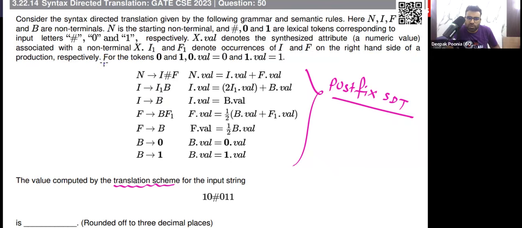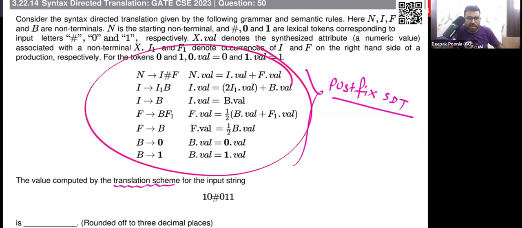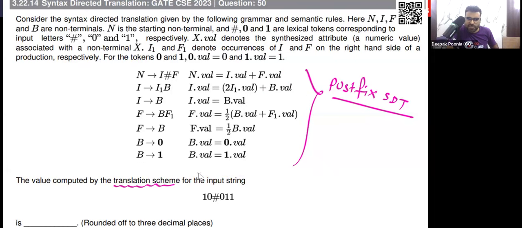And you can see for the tokens 0, 1, the 0 dot value is equal to 0 and 1 dot value is equal to 1. Very simple. So this SDT, this translation scheme, is given to you. The question is asking for the value computed by this translation scheme for the input string 10 hash 011, rounded off to 3 decimal places.